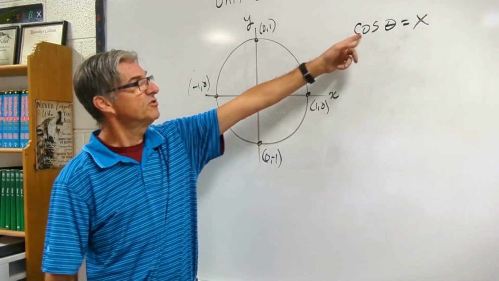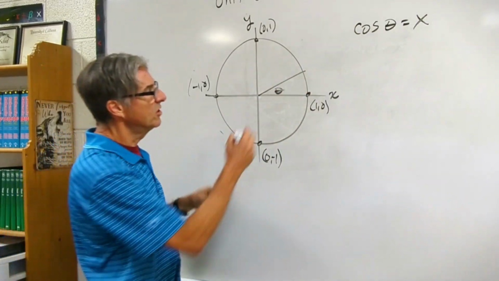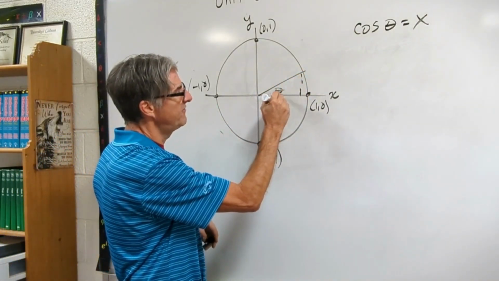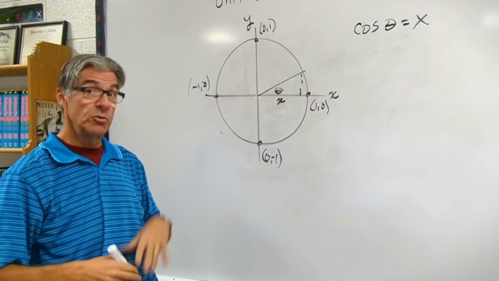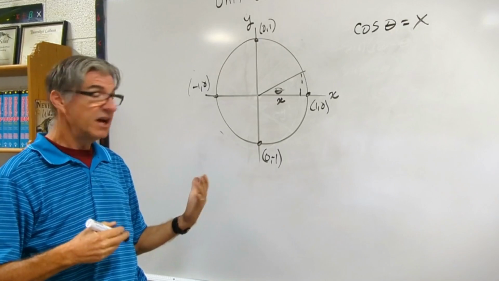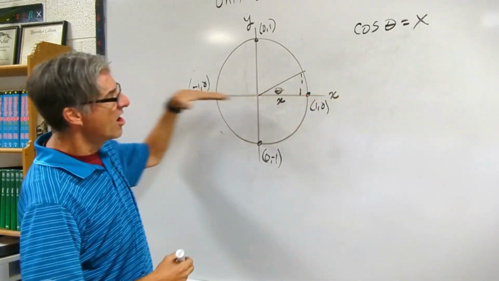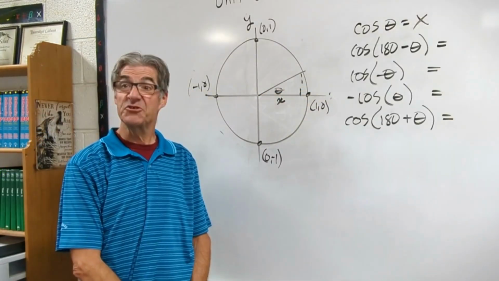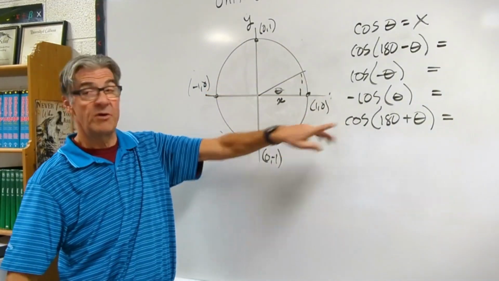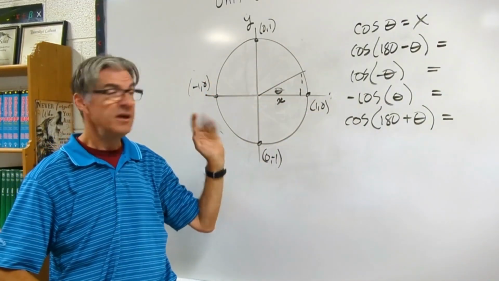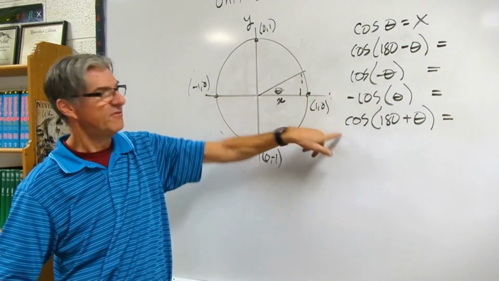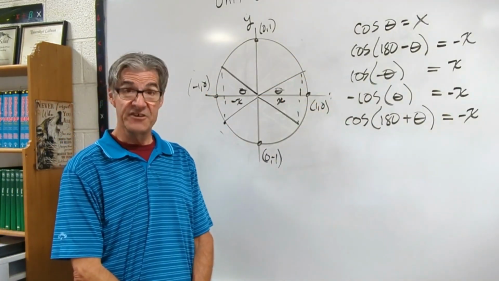But first off, cosine theta is x. So cosine theta is this value there. So we're moving along the x-axis. So when you're thinking about cosine theta, you're always thinking about where we are on the x-axis. All right, so try these four. Pause the video and do all of those. Do your thinking, move around on the unit circle, and figure out what these values are going to be. Let's see how you did.